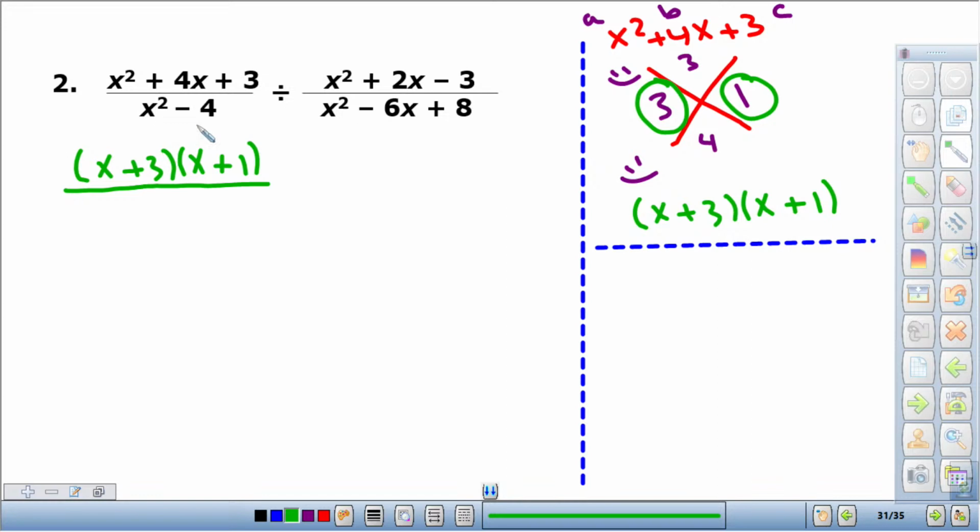We saw this one before. Oh, yes, we did. Here we go. Difference of squares. Something squared by something squared. So what do you think is going to be the factors for this? X squared minus 4.